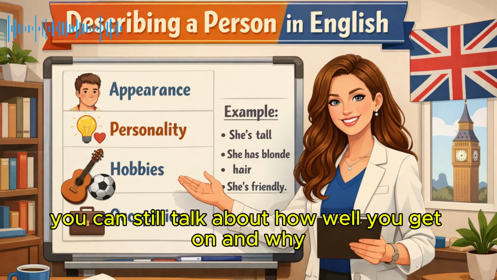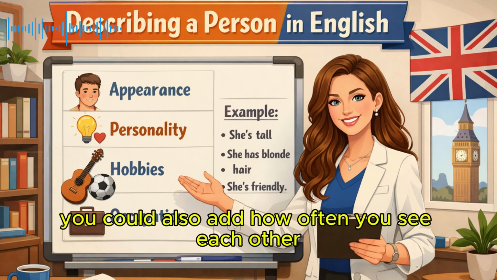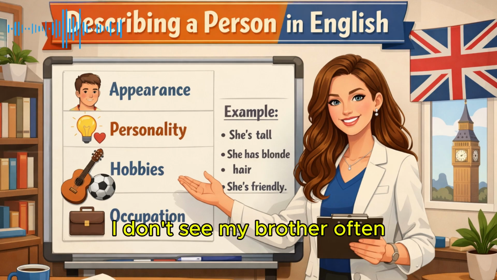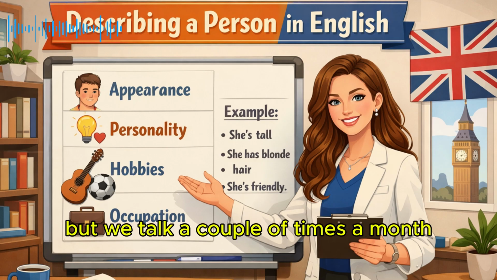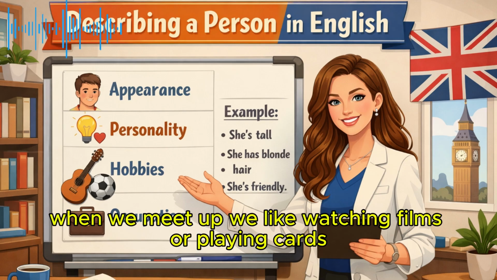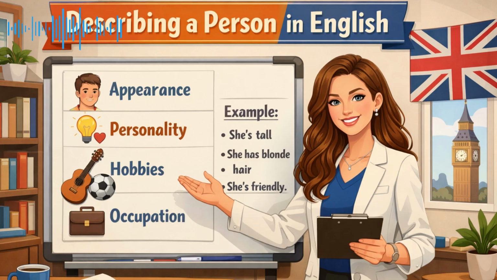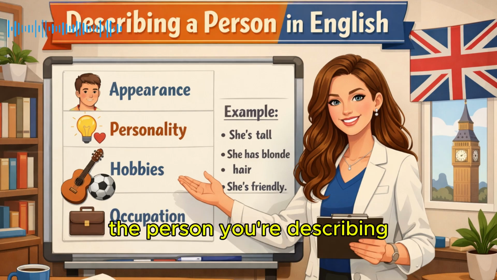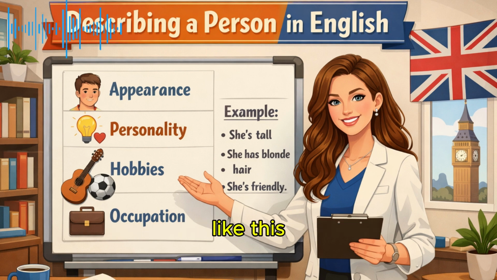However, you can still talk about how well you get on and why. You could also add how often you see each other, or what you like to do together. I don't see my brother often, though we talk a couple of times a month. When we meet up, we like watching films or playing cards. Either way, try to make 3 sentences about the person you're describing, like this.